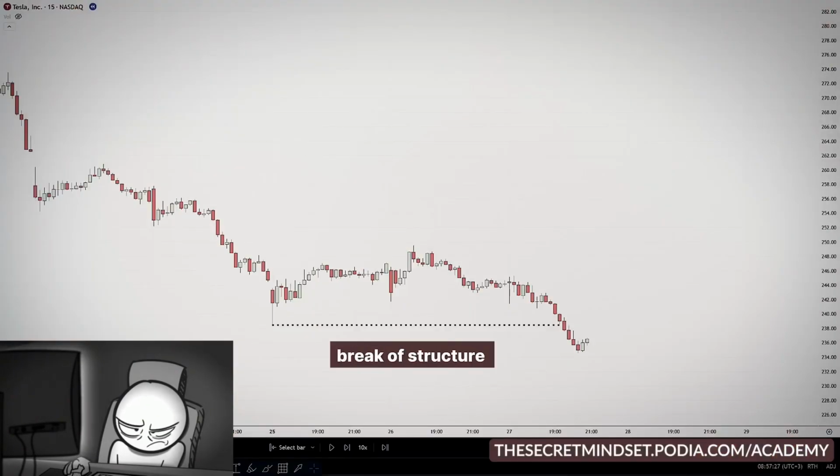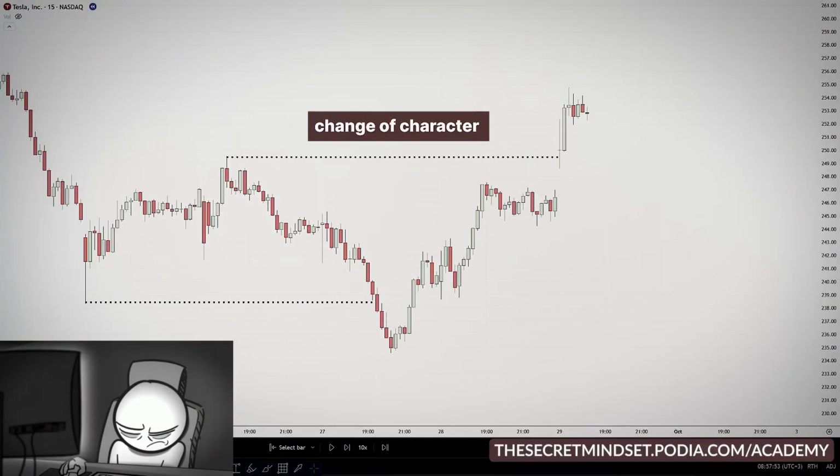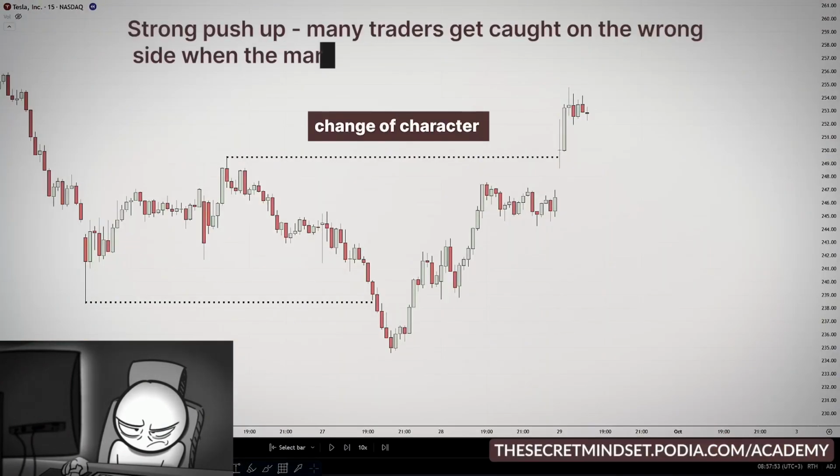Here's another signal. The first step is spotting a break of structure. This happens when price pushes through this previous low, signaling a possible continuation in trend. Next, we look for a change of character. This is when the market really starts to show its hand.